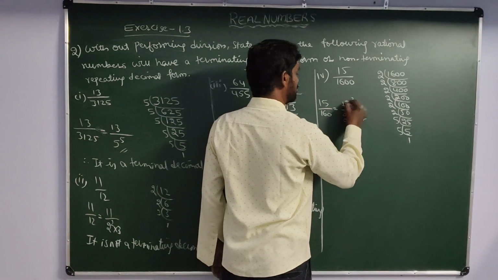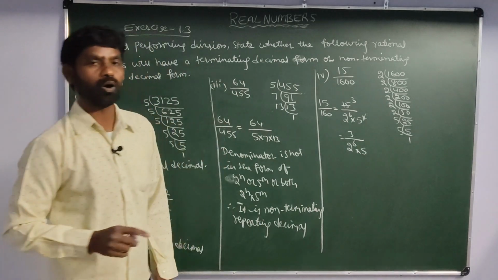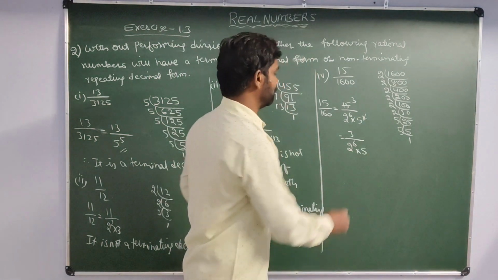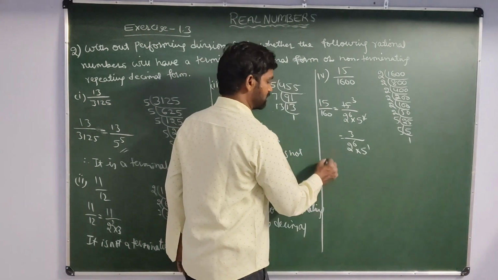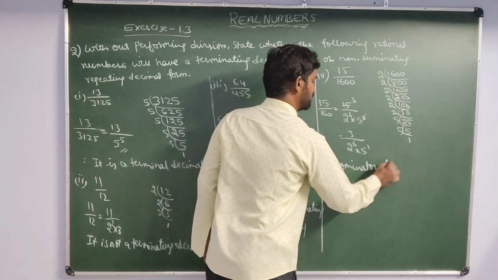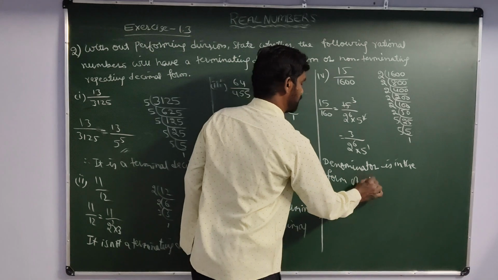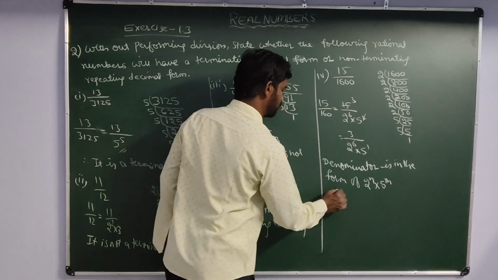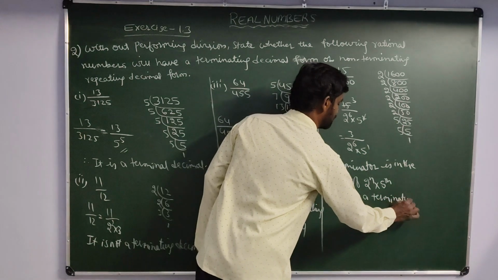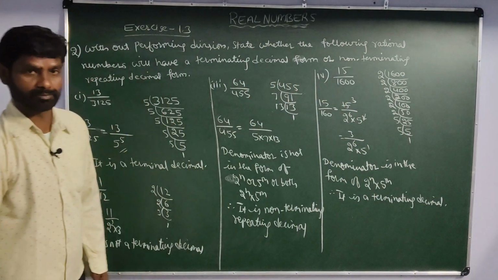2 power 6 into 5 square. So 1, 5 and 3. So we get 3 by 2 power 6 into 5. So the denominator is in the form of 2 power n into 5 power m. So therefore it is a terminating decimal. Denominator is in the form of 2 power n into 5 power m. Therefore, it is a terminating decimal.